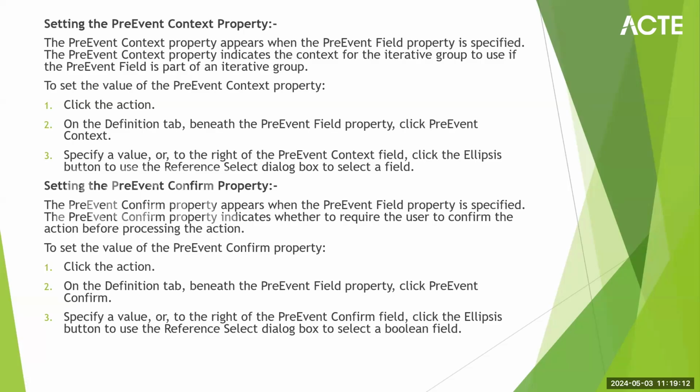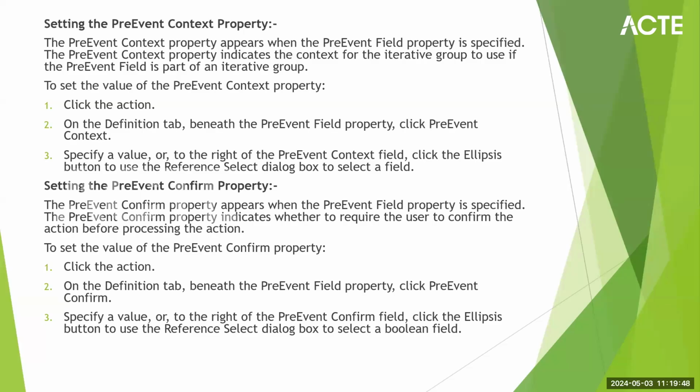And next, setting the pre-event confirm property. The pre-event confirm property appears when the pre-event field property is specified. This pre-event confirm property is nothing but a yes or no, like a confirmation box which consists of yes or no values. For that particular pre-event field, before clicking any button, if that field should be executed or displayed on the UI, then in that case we use the pre-event confirm property.